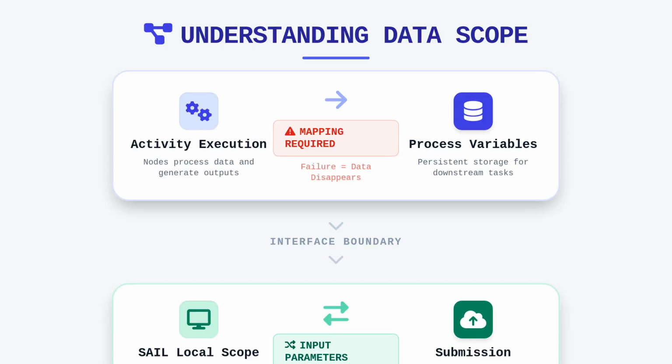When a user interacts with a form, they are modifying the local state of that interface, and you must explicitly define how that state is persisted back to the process engine upon submission. Failing to understand this boundary is a common source of bugs where developers expect data to flow automatically between an interface and a process without a dedicated mapping step.